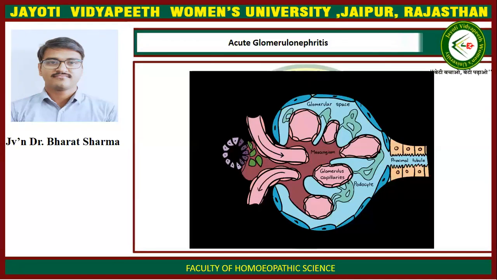Here is a structure showing the glomerular space and its Bowman's capsule. It is the glomerular space, this is the proximal tubule, these are the podocytes and these are the glomerular capillaries. This is the juxtaglomerular apparatus.